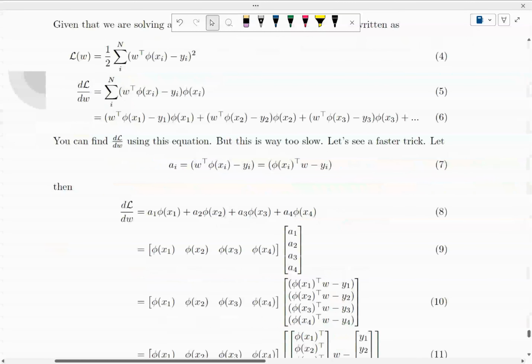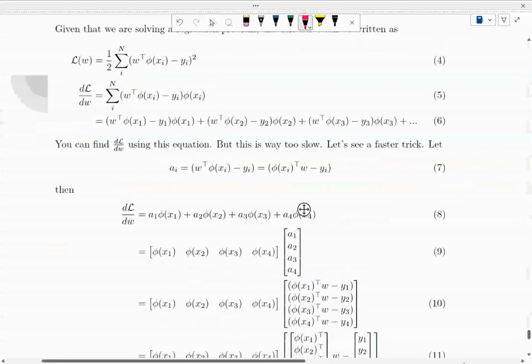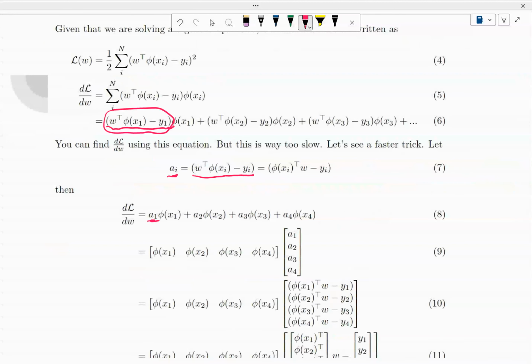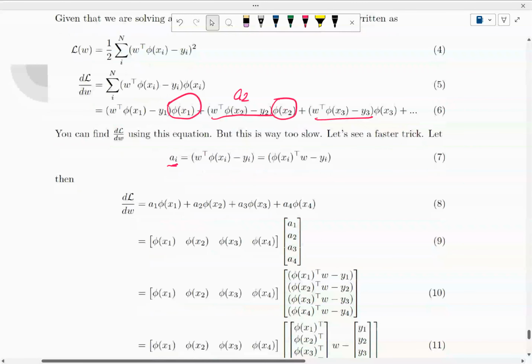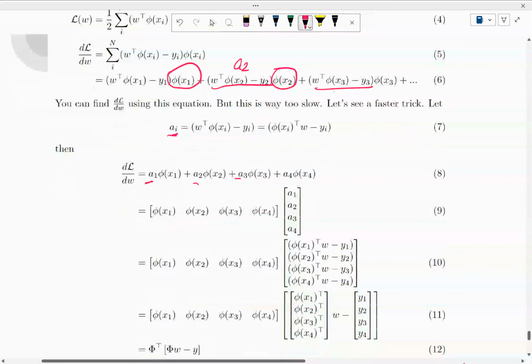Well, we can find some patterns here. I'm going to call ai equal to this thing here. This would be called a1, this would be called a2, this would be called a3. So it'd be a1 times phi x1, a2 times phi x2, by setting ai to equal this. This simplifies things because now we have a1, a2, a3, a4. After we look at it this way, we can split them.